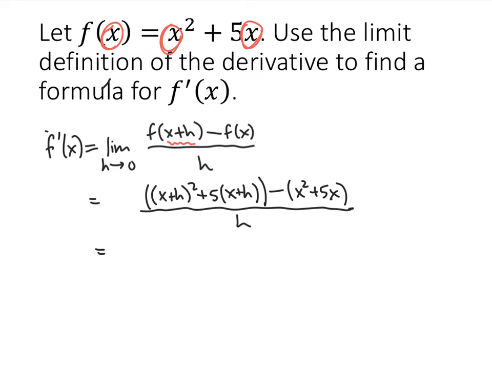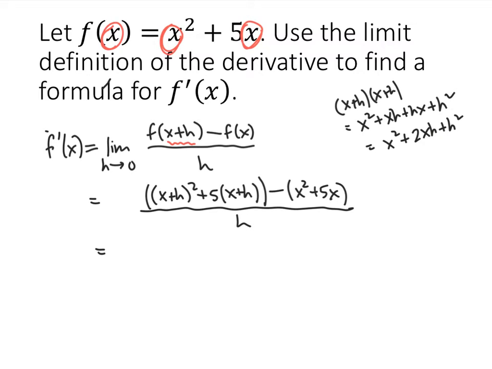Okay, just like we had to FOIL out 2 plus h squared, we're going to have to FOIL x plus h squared. So let's go off on the side and do that. X plus h times x plus h works out to be x squared plus xh plus hx plus h squared. Xh and hx are the same thing, so that's 2xh plus h squared.